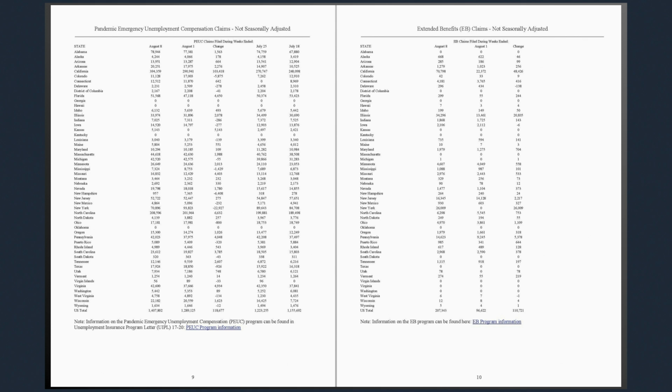Pandemic Emergency Unemployment Compensation claims, not seasonally adjusted. PEUC claims filed during weeks ended August 8. U.S. total 1,407,802. Note, information on the Pandemic Emergency Unemployment Compensation (PEUC) program can be found in Unemployment Insurance Program Letter, UIPL 17-20, PEUC Program Information. Extended Benefits (EB) claims, not seasonally adjusted. EB claims filed during weeks ended August 8. U.S. total 207,343. Note, information on the EB program can be found here, EB Program Information.